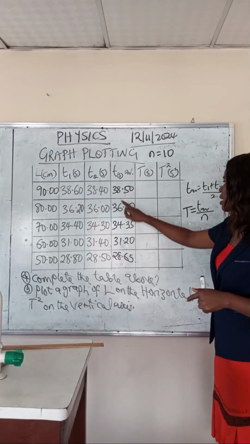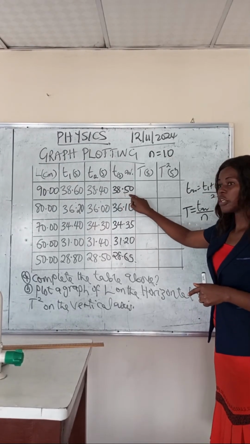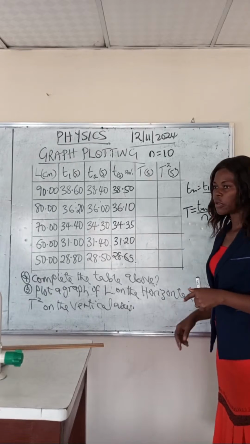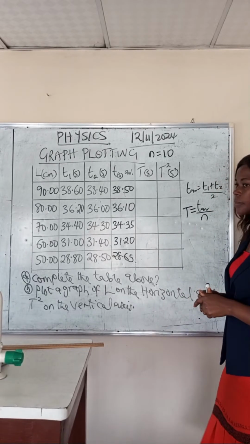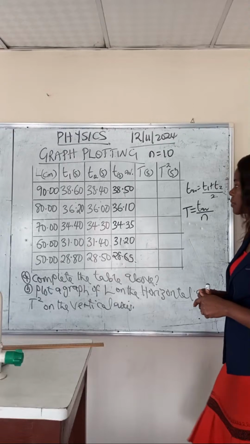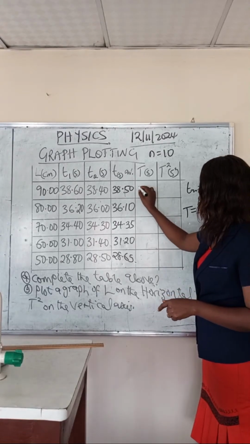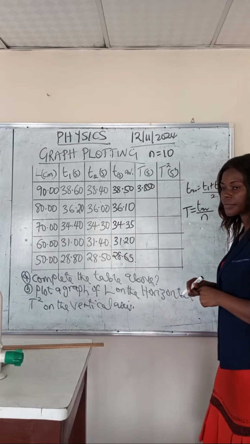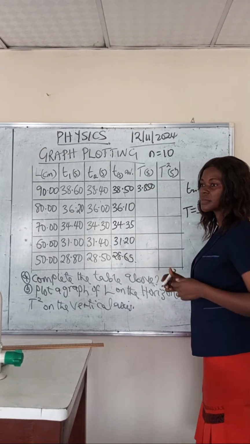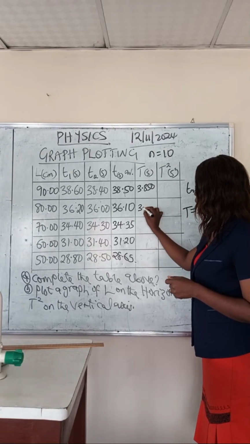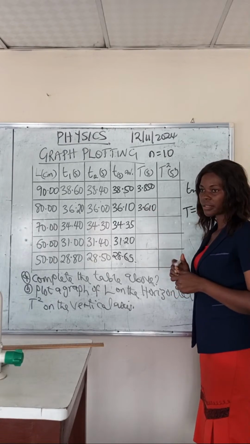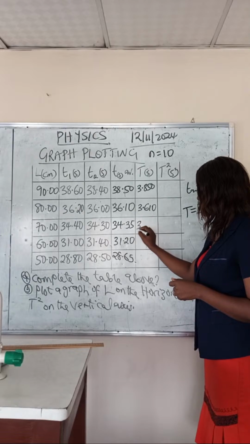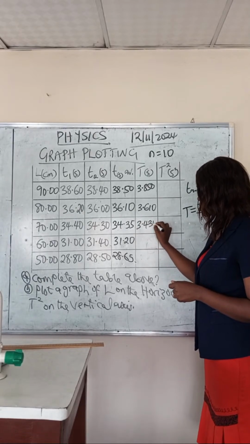So I'm going to say 38.50 divided by 10. That is 3.85. Okay. Then the other, 3.610. Okay.